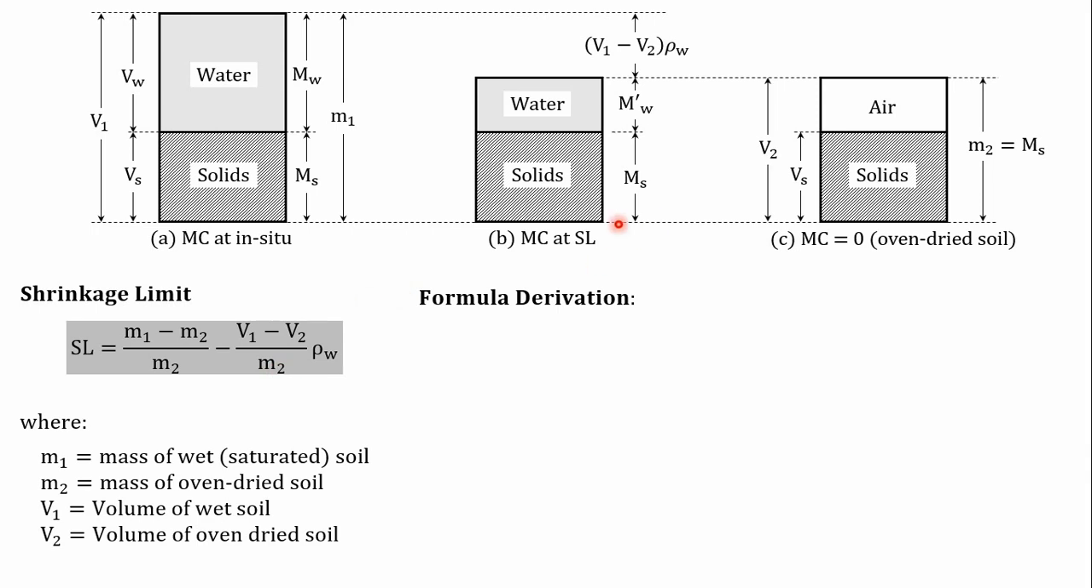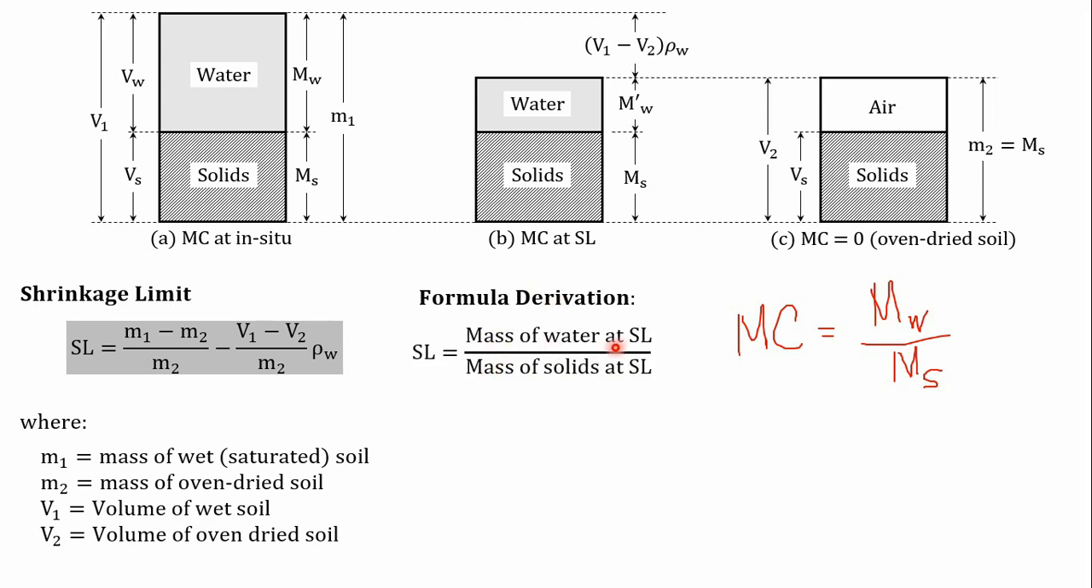We know that shrinkage limit is only a moisture content. Class, tandaan natin yan, no? And we know that moisture content is equal to the mass of water divided by the mass of solids. Talagang yan lang talagang formula niya. Wala nang iba. And then, how to solve the moisture content at shrinkage limit? So, therefore, the shrinkage limit is equal to mass of water at shrinkage limit divided by the mass of solids at shrinkage limit. Kapag kunin mo yung moisture content at shrinkage limit, yung gamitin mo na mass ng water is at shrinkage limit. Yun lang yun, class.